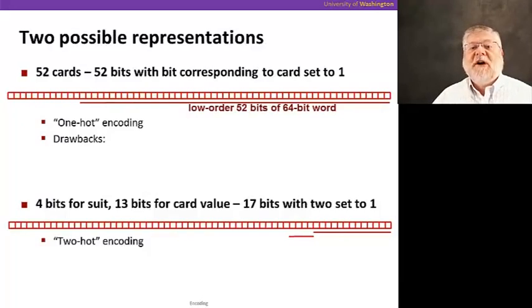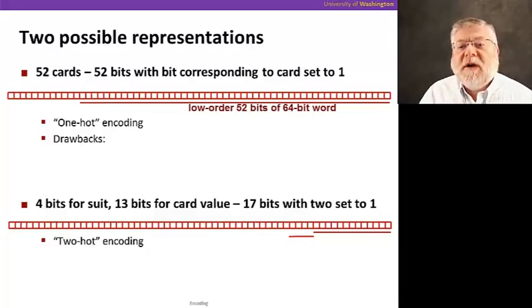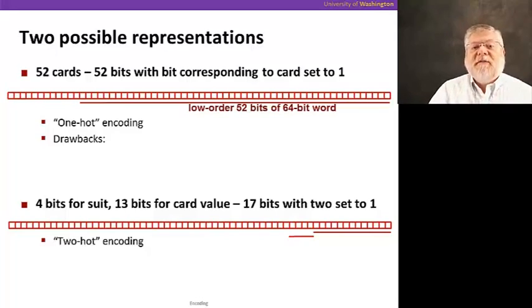We have 52 different cards, so let's use 52 different bits with the bit corresponding to the card that we have set to 1. So that would let us use 52 bits of a 64-bit word, let's say, in what's called a one-hot encoding, meaning that there's only going to be 1 bit set to 1, all the others will be set to 0. So we can have the first bit represent, let's say, the ace of clubs, and the next bit represent the 2 of clubs, and so on.